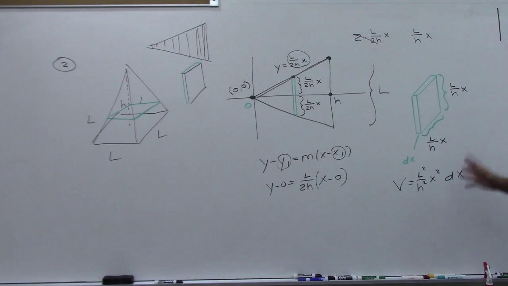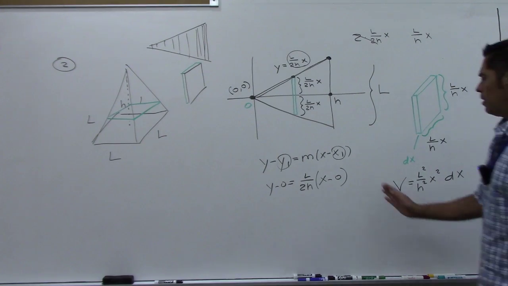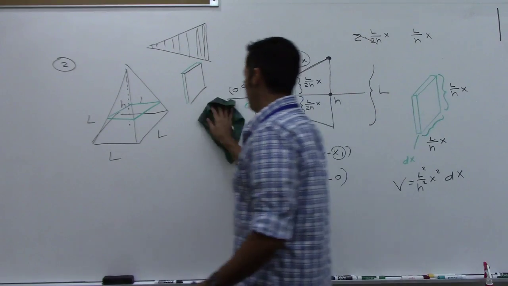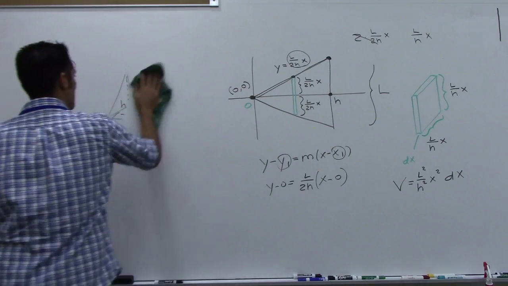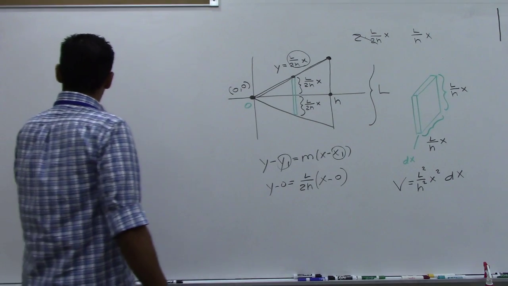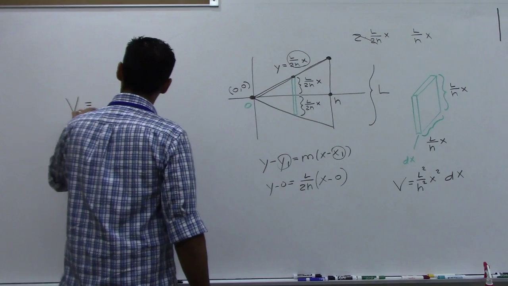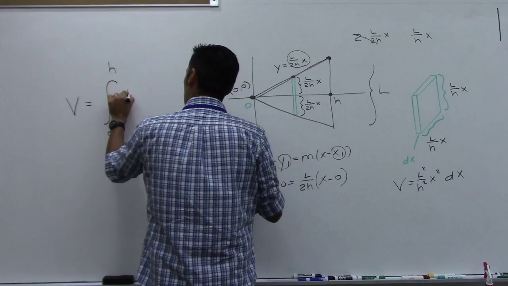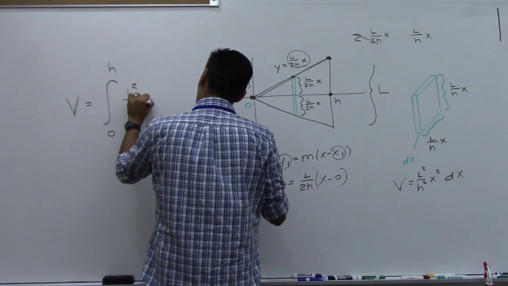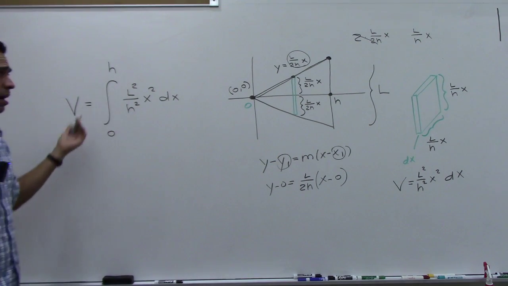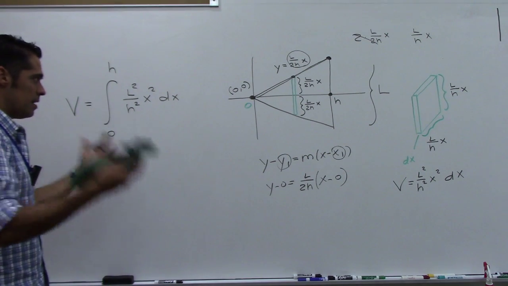And so what I want to do is add these up, an infinite number of them, moving my sliver from 0 to h. I should have pointed this out earlier: this is not a solid of revolution problem. This is something different. So the volume of the pyramid should be the integral from 0 to h of L squared over h squared x squared dx. L and h are constants in the problem. That's the pyramid that's already given to us.